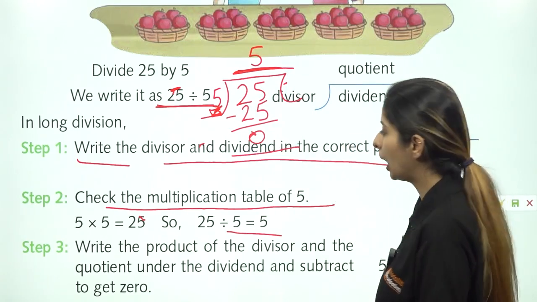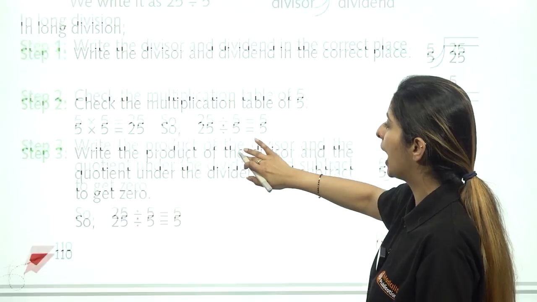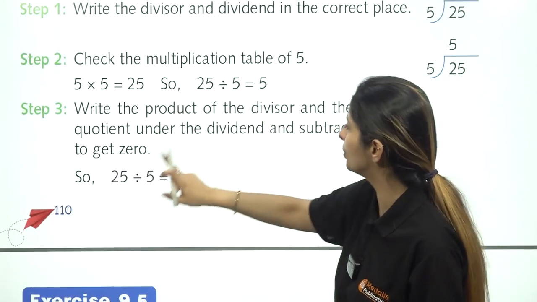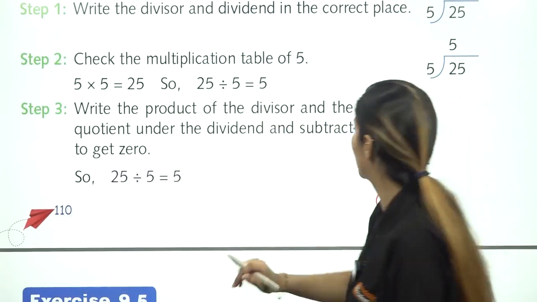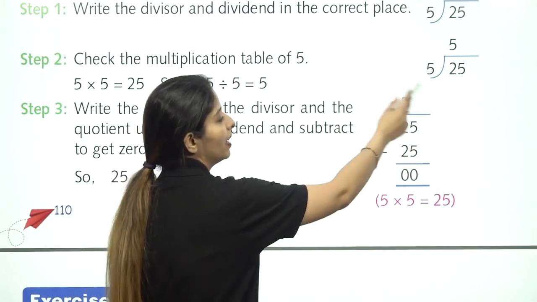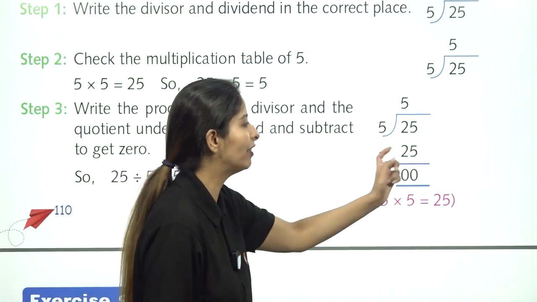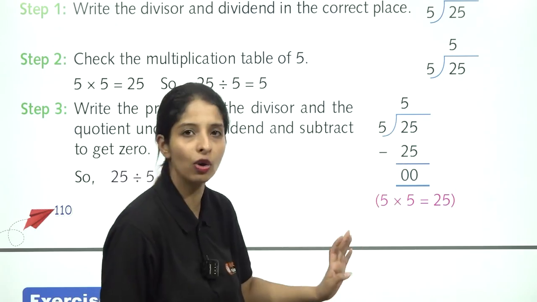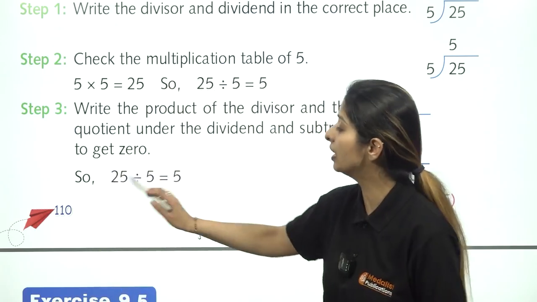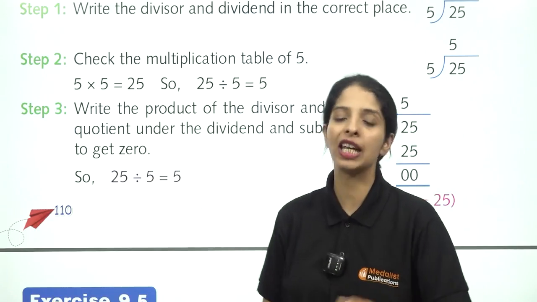Simple. Step number 3, write the product of the divisor and the quotient under the dividend and subtract to get 0. This is how you represent it. 5 fives are 25, subtract, so we get 0. So this is your answer, that 25 divided by 5 is 5.